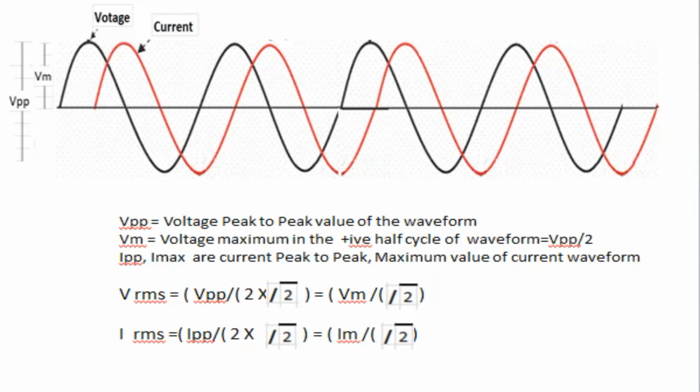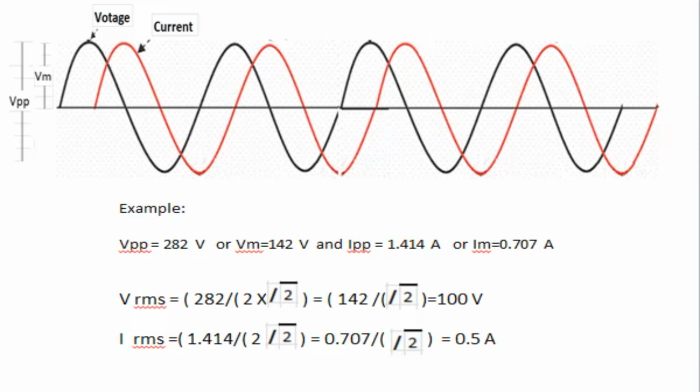VRMS equals VPP, peak to peak, divided by 2 into root 2, that is equal to V maximum divided by root 2. Similarly, IRMS equals I peak to peak divided by 2 into root 2, that is equal to I maximum divided by root 2. Example: if voltage peak to peak is 282 volt, or V maximum is equal to 142 volt, and I peak to peak is 1.414 ampere, or I maximum is equal to 0.707 ampere.